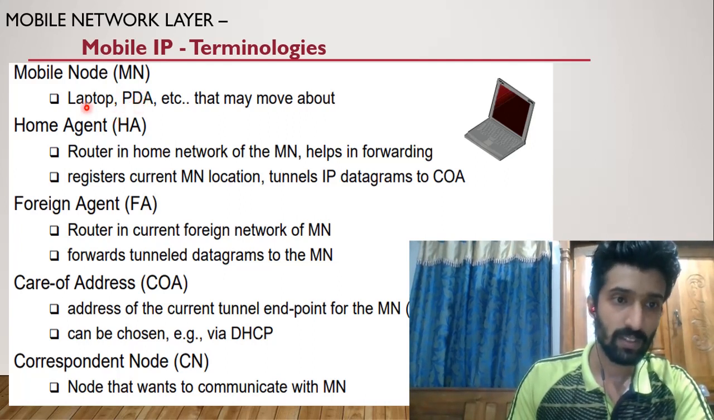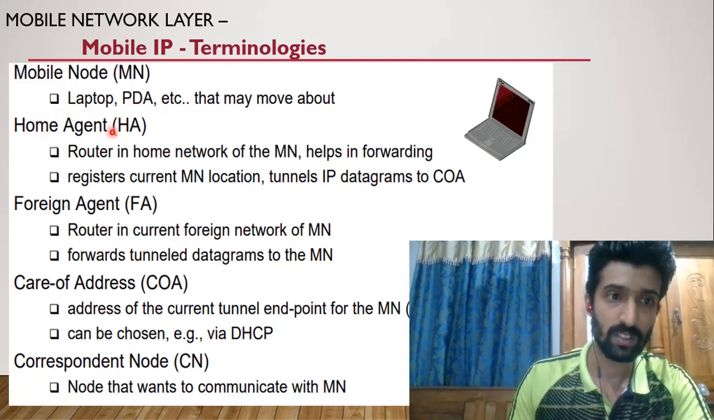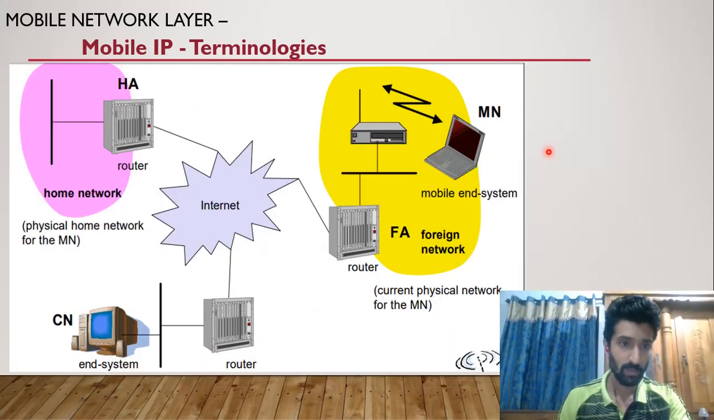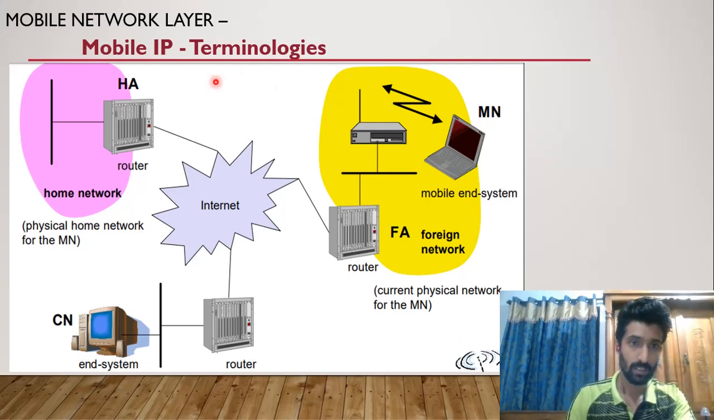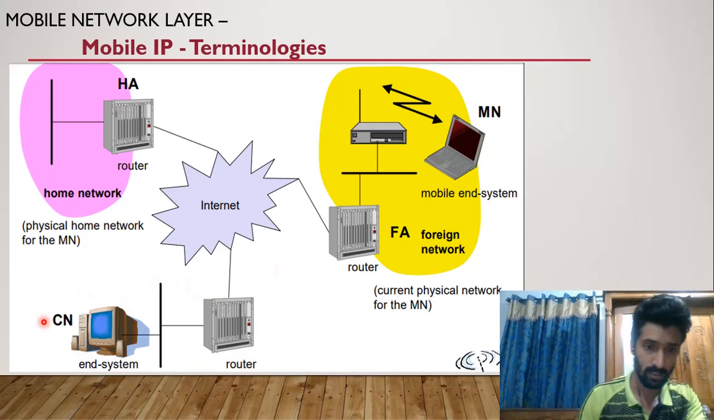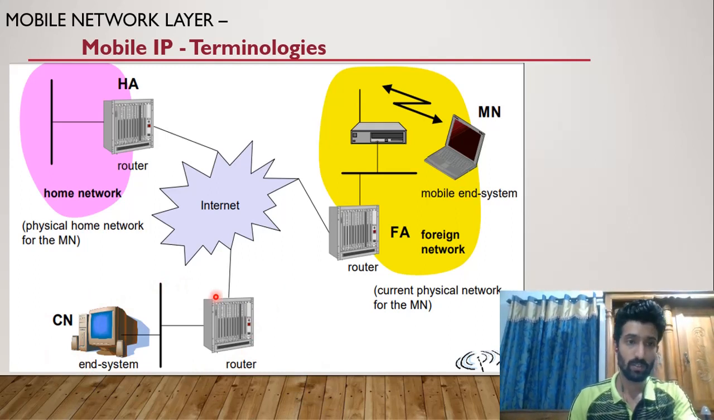The second one is home agent. A home agent is a router associated with the home network of the mobile node. Now with the help of this figure, we will understand each term better. In this image, you can see there is one network called the home network, one network called the foreign network, and another small network here. This is actually an abstract view of the internet.